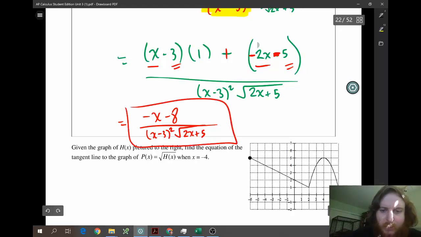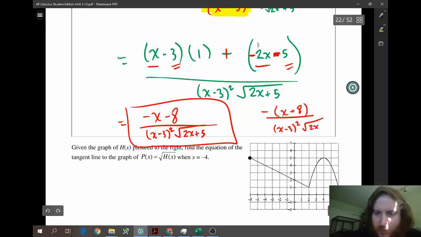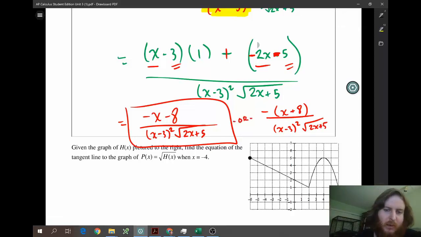Every now and then, a multiple choice question might just factor out that negative. A lot of times they don't like to have the highest x term have a negative next to it, so they'll factor out a negative. So basically, either one of those two would work. But for me, I just stop there.